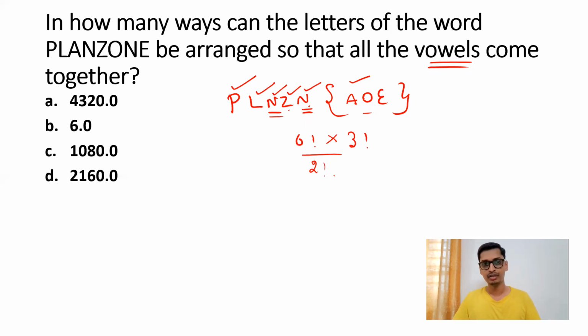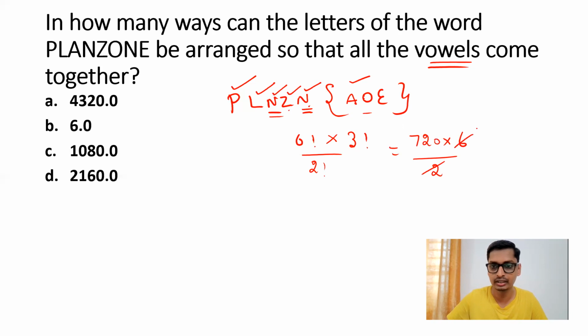So when a letter is repeated 2 times or 3 times, based on the repetition you have to divide by 2 factorial or 3 factorial. Here the letter N is repeated 2 times, so you have to divide by 2 factorial. So what is 6 factorial? 6 factorial is 720, and 3 factorial is 6, divided by 2 factorial, which is 2.